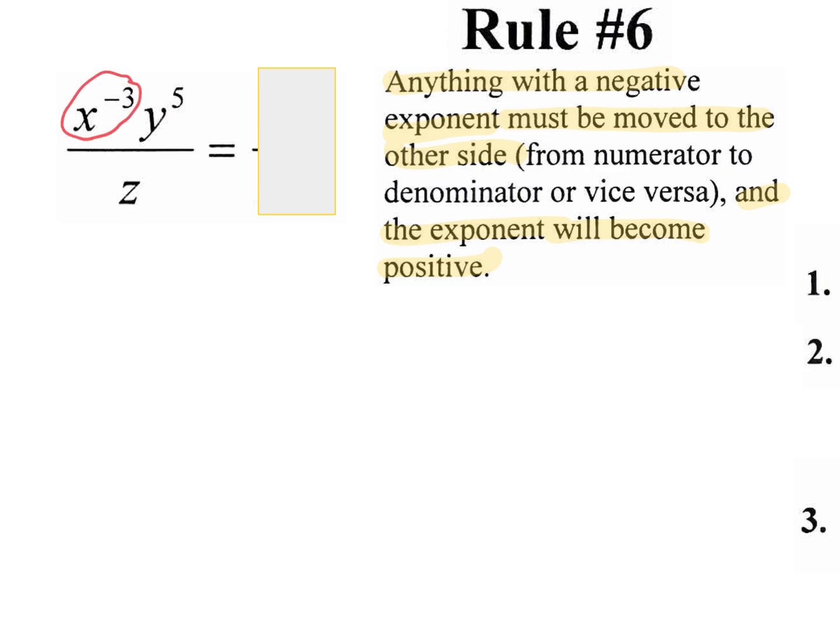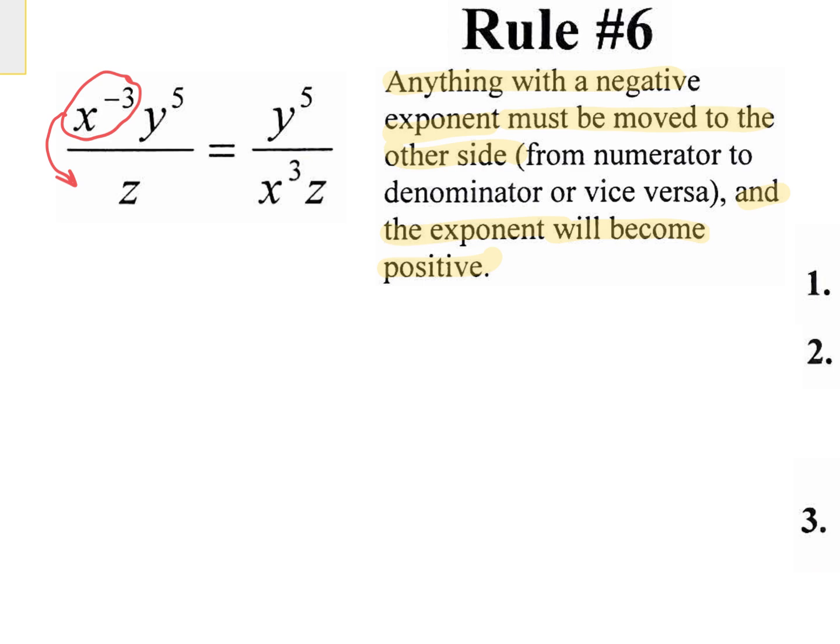I like circling what I'm going to move, and I like drawing arrows. Take it to the other side. Since the y didn't have a negative exponent, that's going to stay up on top. Y to the 5th is still up there. This x to the negative 3 moved down to the bottom, and it became positive. And of course, the z is still there. So there's your answer.